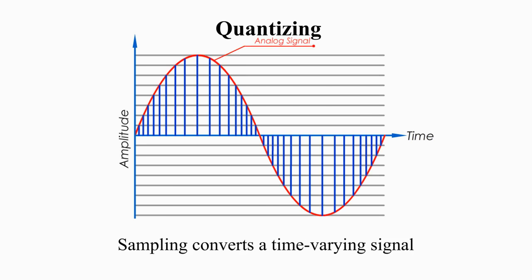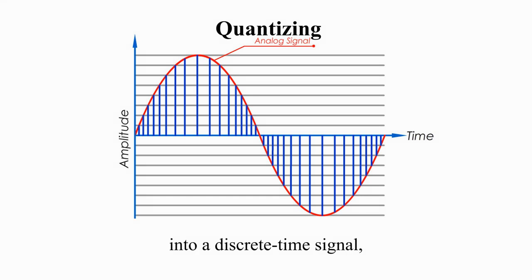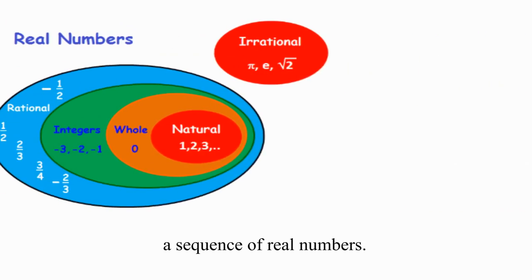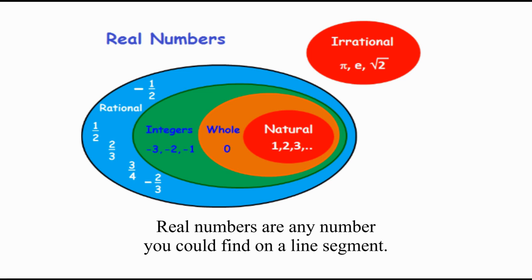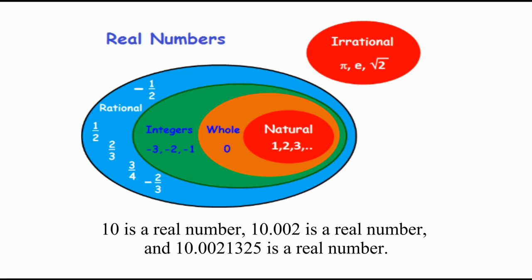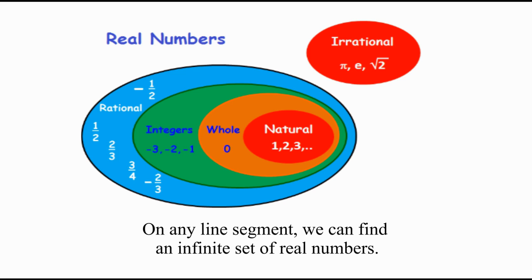Sampling converts a time-varying signal into a discrete time signal, a sequence of real numbers. Real numbers are any number you could find on a line segment. 10 is a real number, 10.002 is a real number, and 10.0021325 is a real number. On any line segment, we can find an infinite set of real numbers.